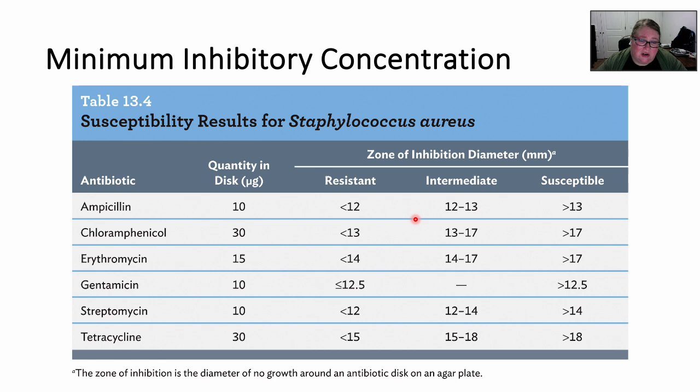Okay, these are good charts to know because you're going to be reading charts like this in lab 7. We're going to get our rulers out and measure your zones of inhibition with the ruler. So this is always in millimeters.